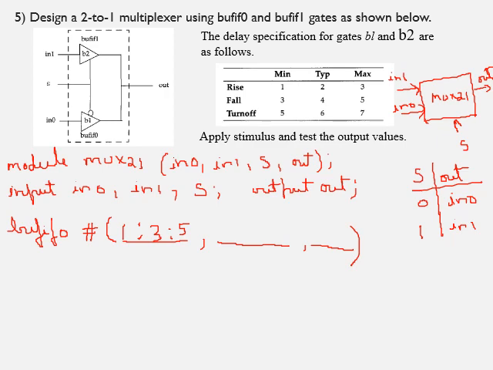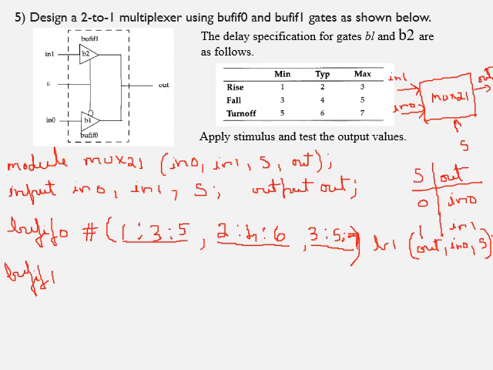Similarly, typical value for rise time is 2, typical value for fall time is 4, and typical value for turn off time is 6. Similarly, maximum rise is 3, maximum fall is 5, and maximum turn off is 7. Then you can have the instance label, that is B1, and the terminal list, that is out first, in0 and S.